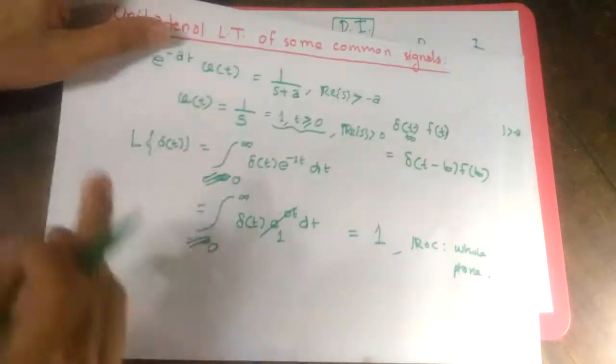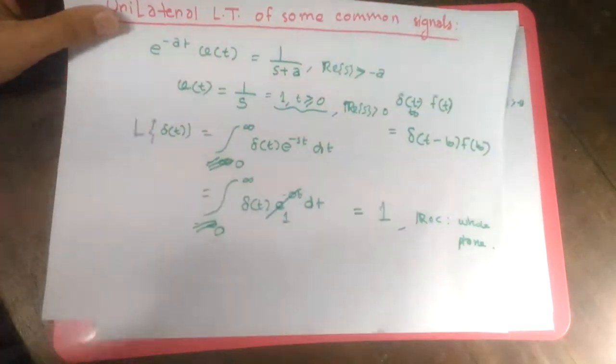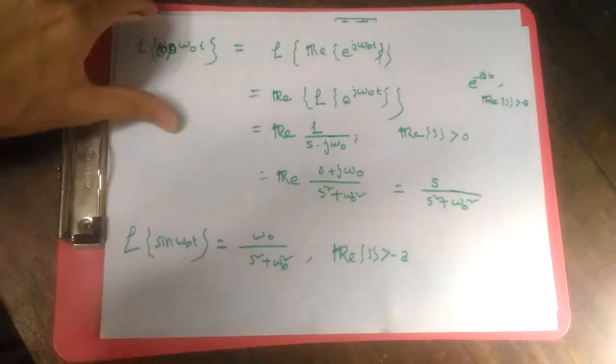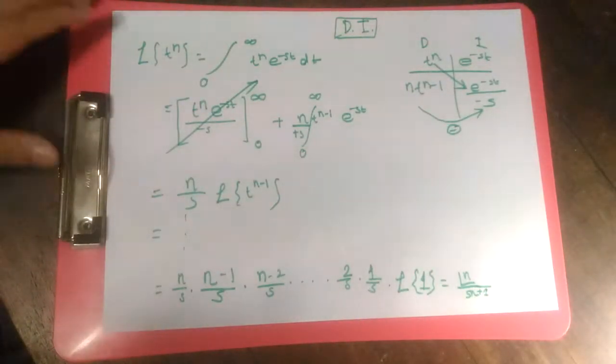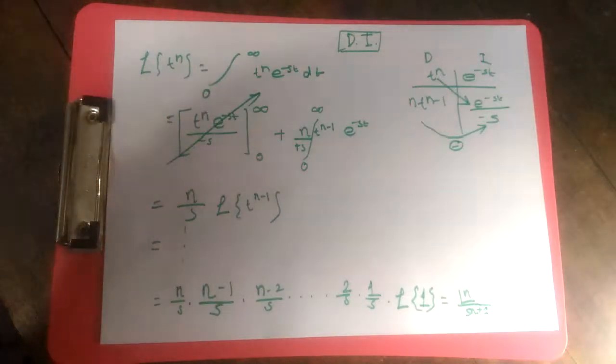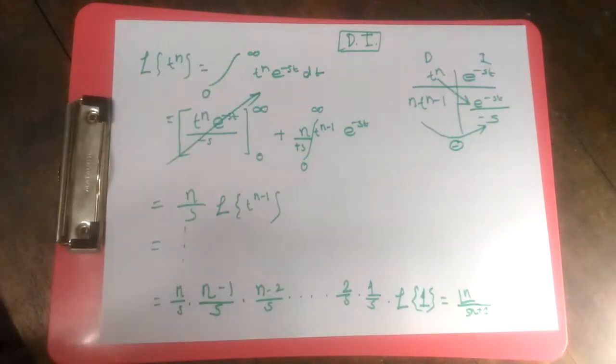These are the 4-5 signals whose Laplace transformations I always want you to remember: the exponential, the u(t), the delta, the cosine, the sine, and the polynomial of t. They are very important in inverse Laplace transformation. They are very important as they occur in the inputs of our systems. Alright, thank you.